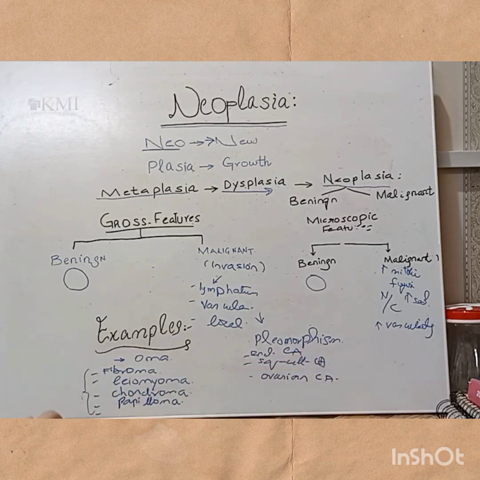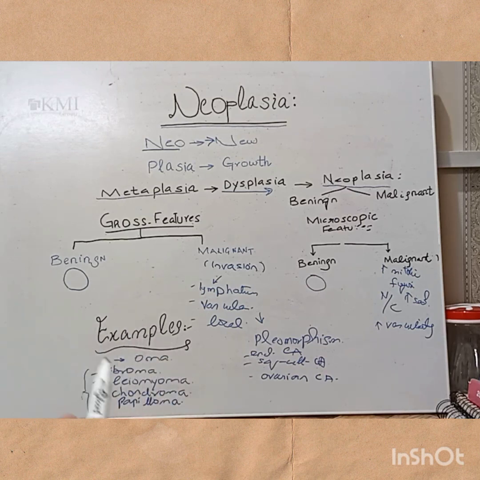And if it is arising from muscle or connective tissue, then we use the term sarcoma. For example, if from the uterus, then it will be rhabdomyosarcoma and also leiomyosarcoma. If it is arising from the bone, it will be osteosarcoma. If it is arising from the cartilage, it will be chondrosarcoma. Now these were the gross and microscopic features along with the examples of benign and malignant lesions.